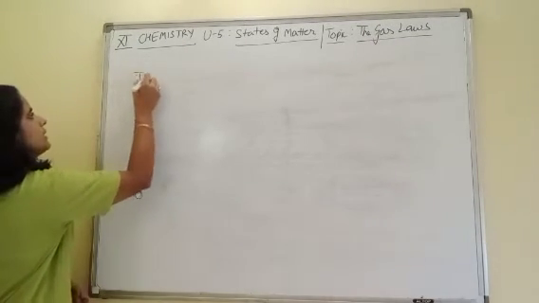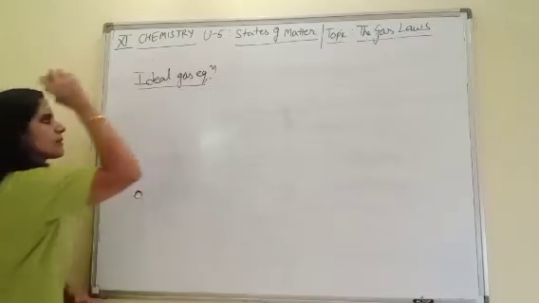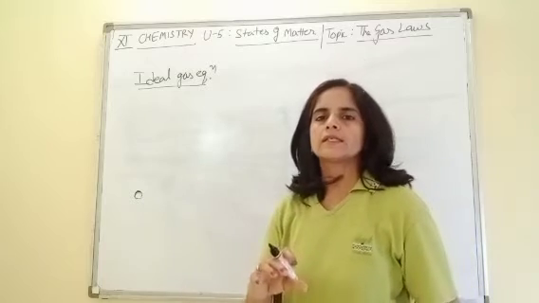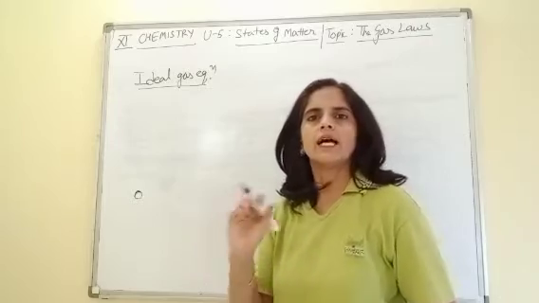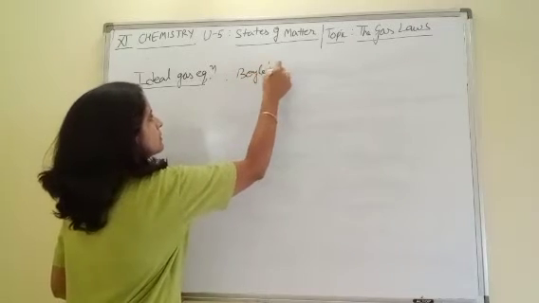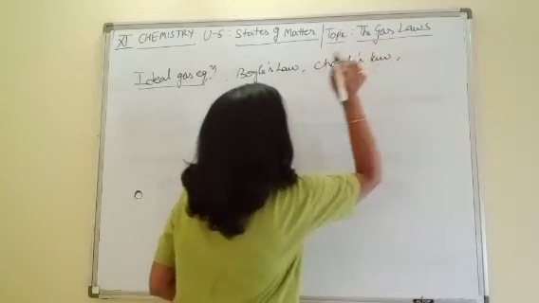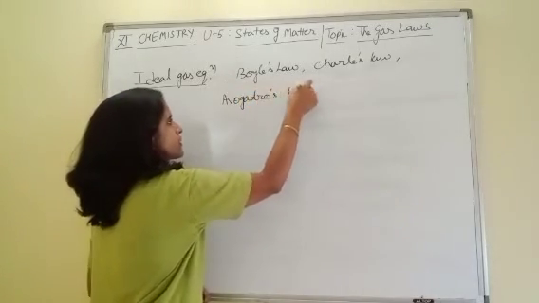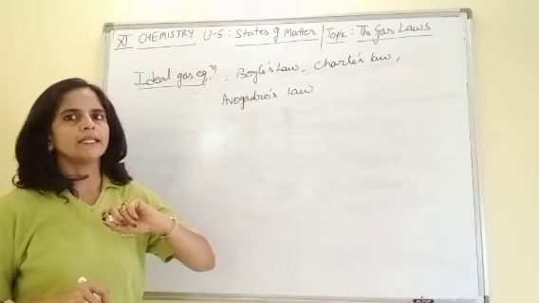The next topic is the ideal gas equation. Before this, children, we talked about different gas laws. A gas which obeys all the gas laws strictly is termed as an ideal gas. So a gas which follows Boyle's law, Charles' law, Avogadro's law, right? So the equation which follows all the gas laws strictly is termed as the ideal gas equation.